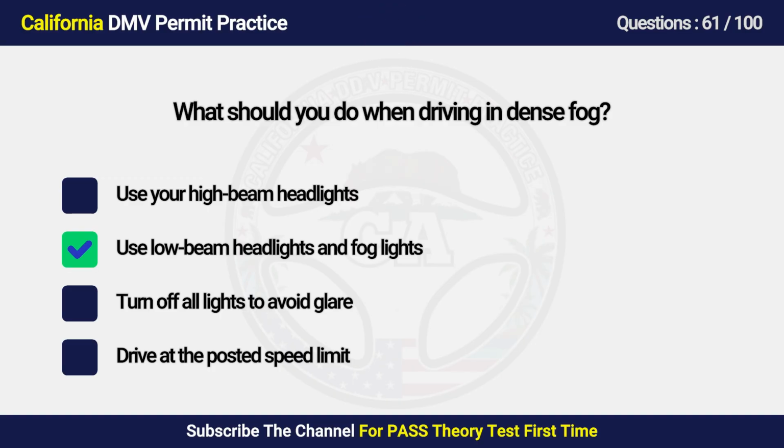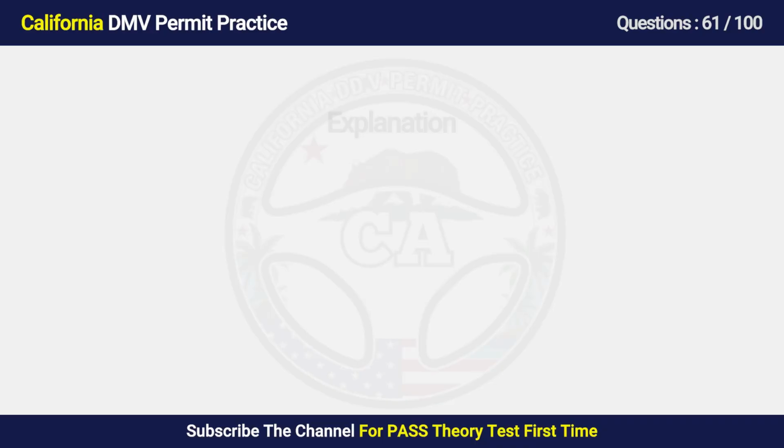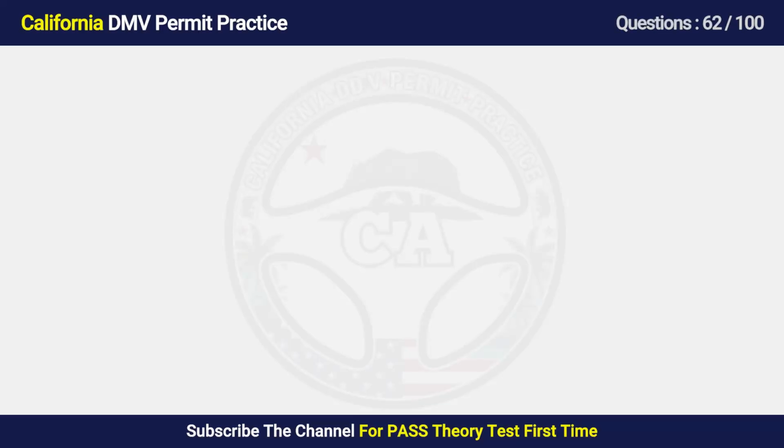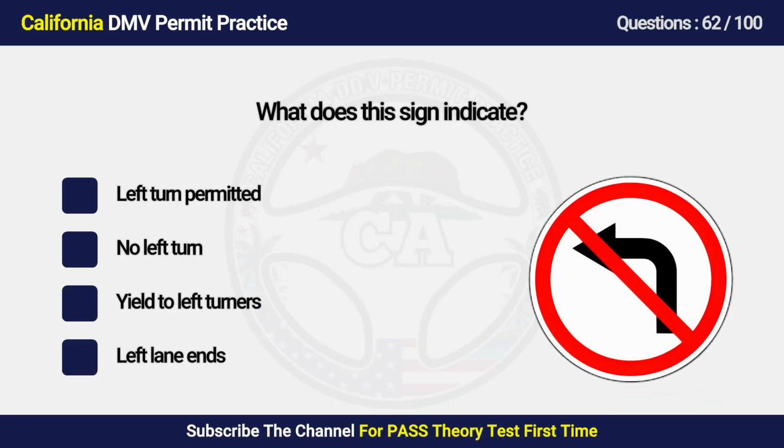Answer is B. Use headlights and fog lights. In dense fog, use your headlights and fog lights if you have them. High beams will reflect off the fog and worsen visibility. Reduce speed and increase following distance. Question 62. What does this sign indicate?